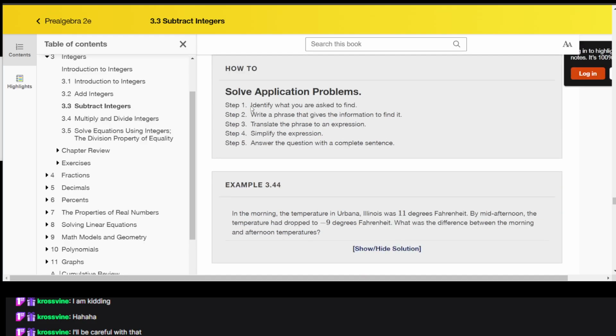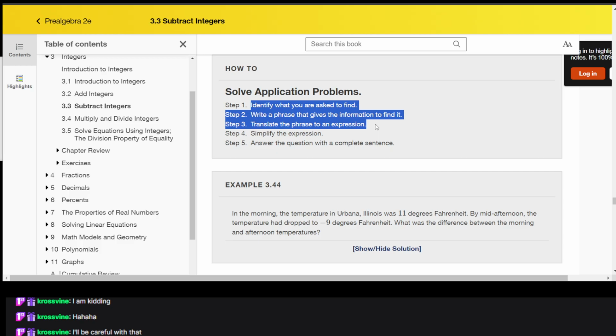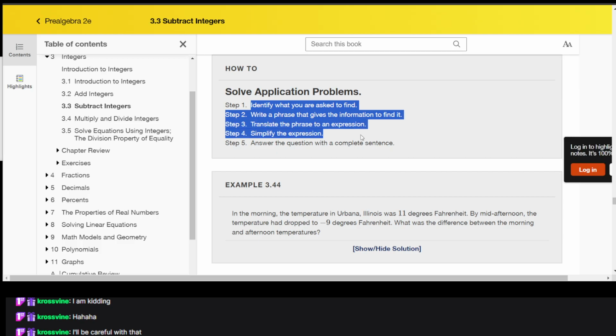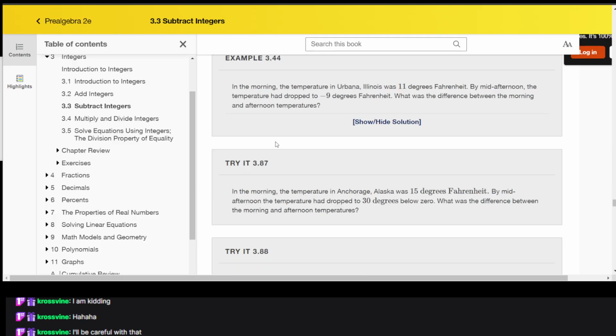Yep, solve problems: identify what you're asked to find, write a phrase that gives the information to find it, translate the phrase to an expression, simplify the expression, answer the question with a complete sentence.